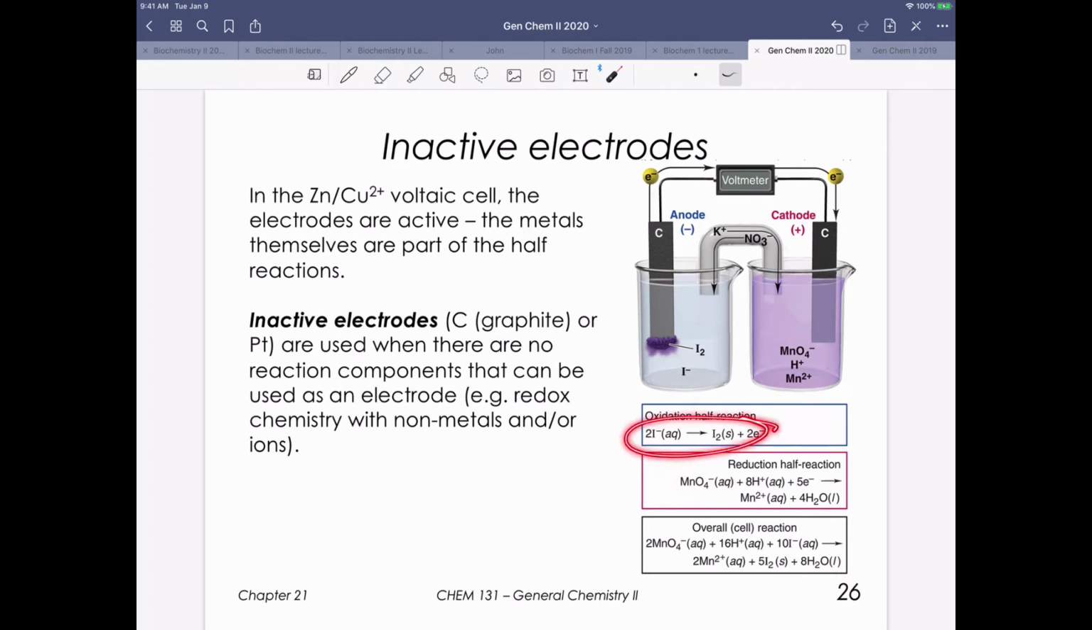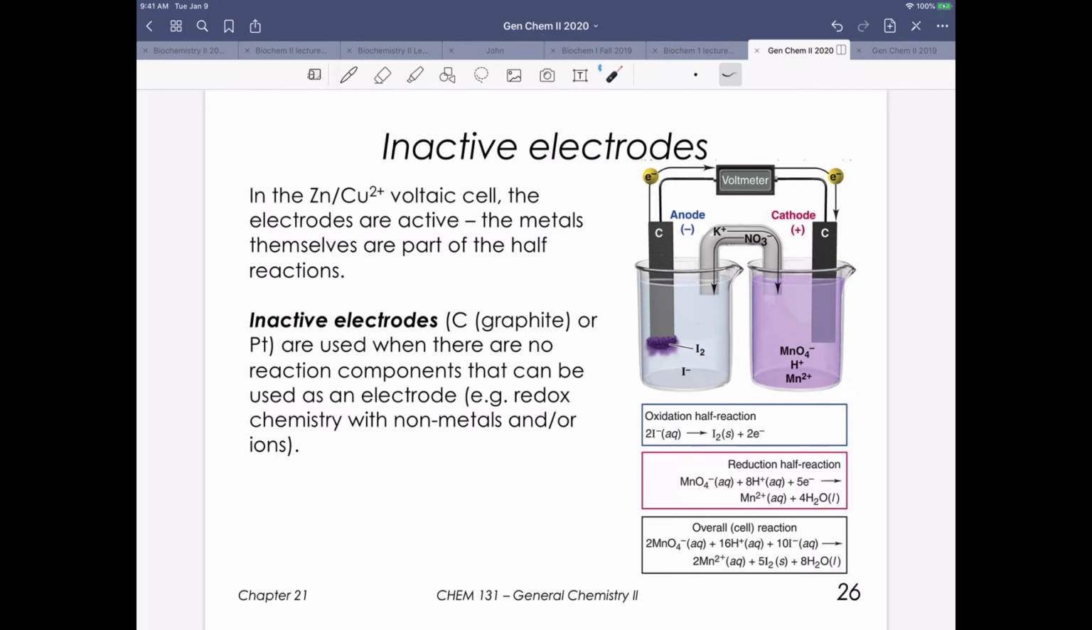All of these would just be species that were in solution here, but we would have to have an inert electrode that's acting as the meeting place, if you will, for all the parts of these redox reactions. So again, in the one that we just spent a good bit of time on, that copper zinc voltaic cell, the electrodes are what we call active. They are participating themselves in the redox half reactions. We don't have a metal to participate in these two redox half reactions, so we will use inactive electrodes.